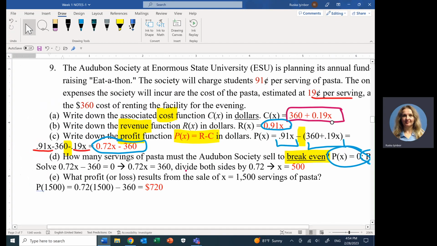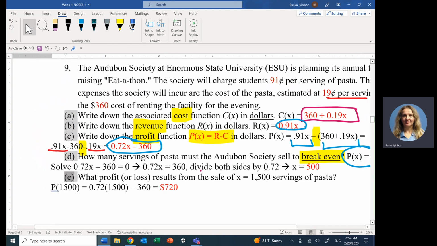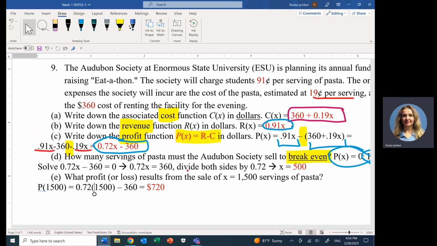In this case, I did profit function equals zero. So I get the profit function from above, which is 0.72x minus 360. I solve it equals zero. How do you do that? You add 360 to both sides. We get this equation. Then when I divide by 0.72, I get x equals 500. So what that means is, if you produce and sell 500 pasta servings, you're going to be even. You're not going to lose money. You're not going to gain money.